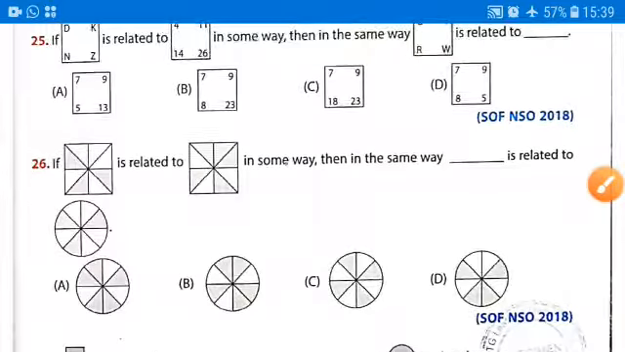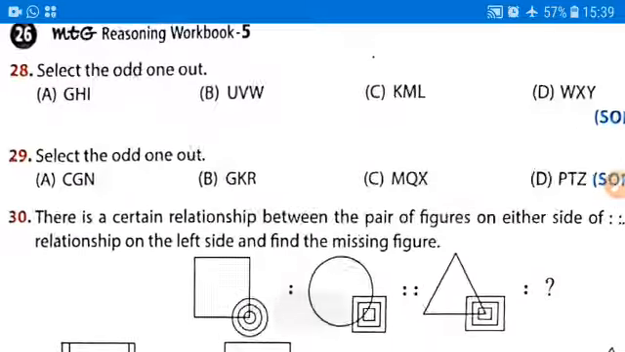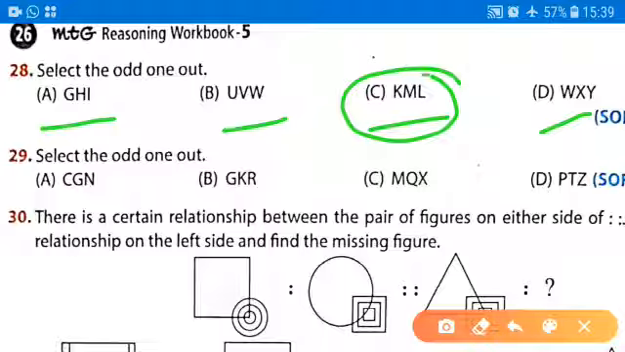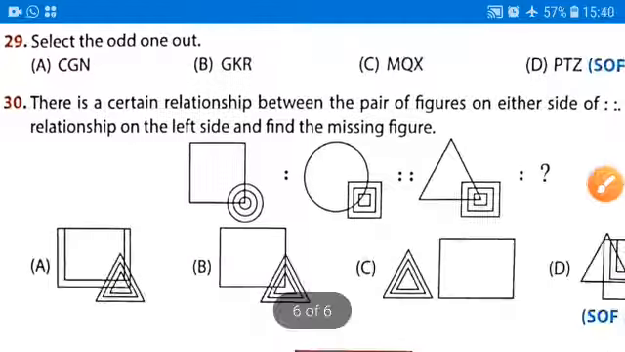Now moving further to question number 28. Select the odd one out. Now these letters are in series. GHI, UVW, WXY, these are in series, but this KML is not in series. What is the series? K, L and M. So the correct answer, the odd option, will be option number C. We have to find the odd one out.